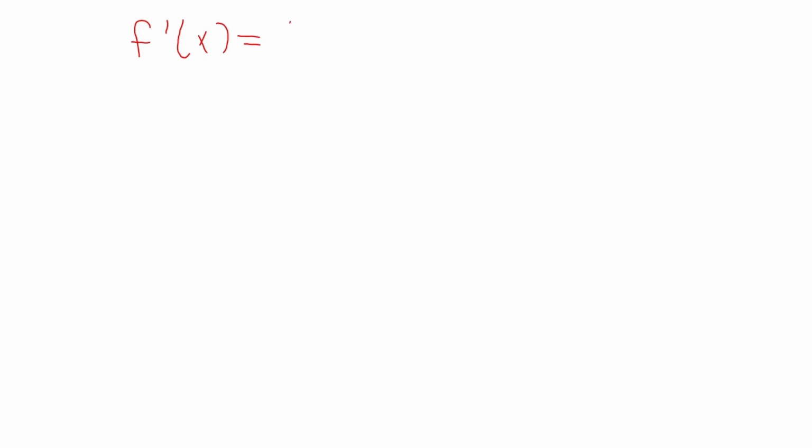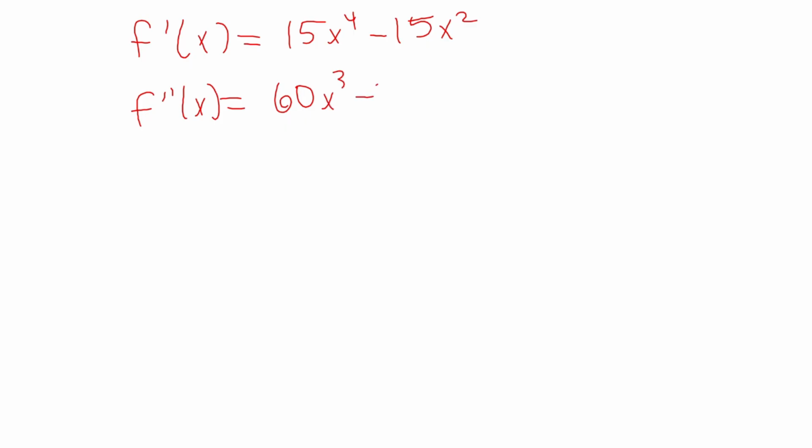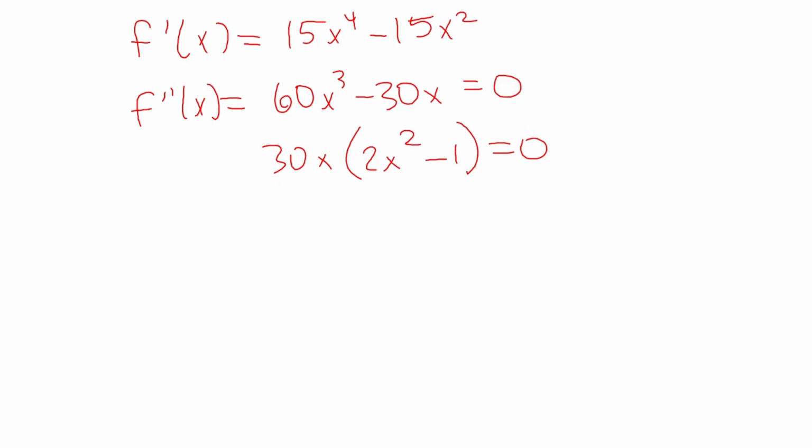So f prime of x was equal to 15x to the 4th minus 15x squared. So f double prime of x will be 60x cubed minus 30x, which we'll set equal to 0. Factor out 30x, leaving us with 2x squared minus 1 is equal to 0. And so that gives us x equals 0 and x equals positive or negative 1 over root 2 when you solve that out. So we have 3 possible points of inflection, and we will evaluate our second derivative at all of those places.